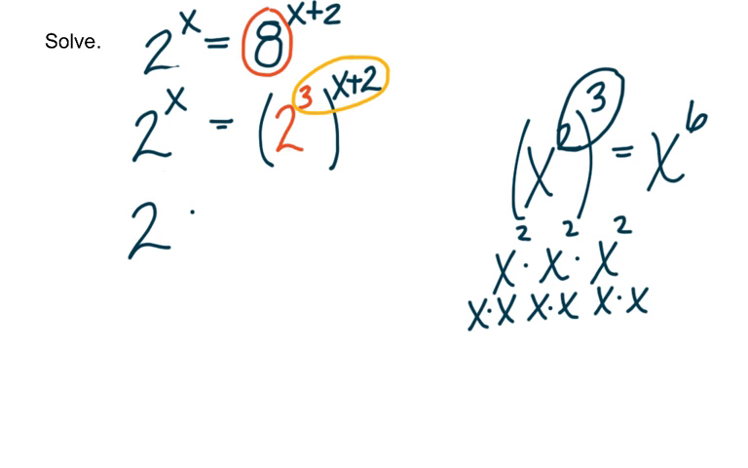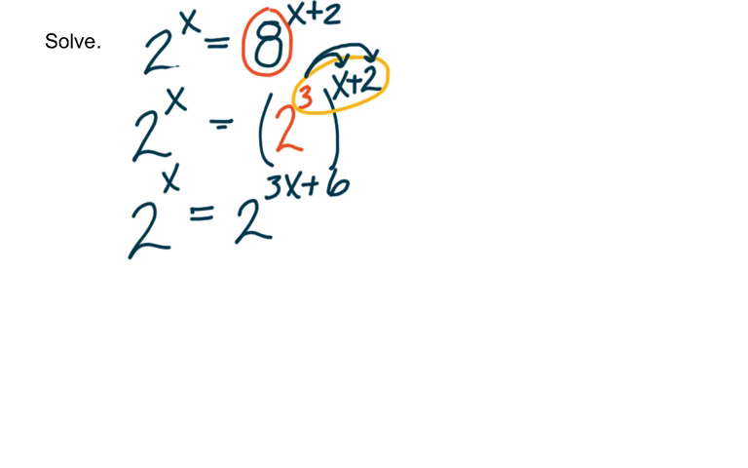So I'm going to do the same on this problem. I'm going to multiply my exponents. So I'll have 2, and then when I multiply, this is going to be 3 times x plus 2, which is going to require me to distribute. So that would be 2 raised to the 3x plus 6 power. Now you'll notice the base on the left is the same as the base on the right, so now we can use the uniqueness property, which allows us to set the exponents equal to one another.